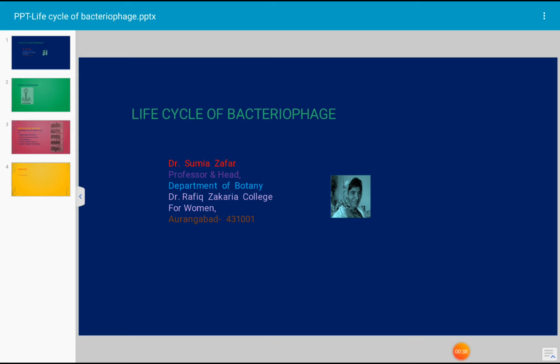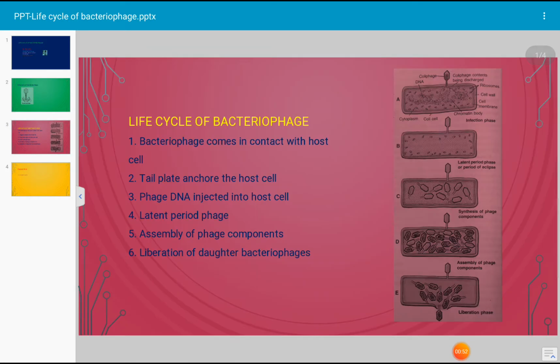With the attachment of the phage to the specific receptor site on the host cell, the life cycle of the phage starts. The next step is the injection of the phage DNA, and within a few seconds, an opening is formed in the host cell wall at the point of attachment by the enzyme in the tip of the tail.